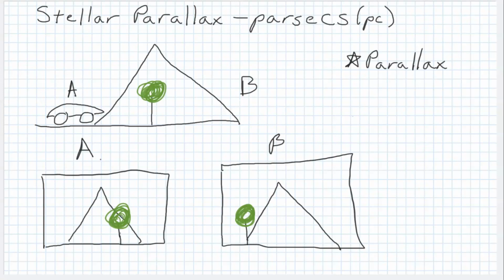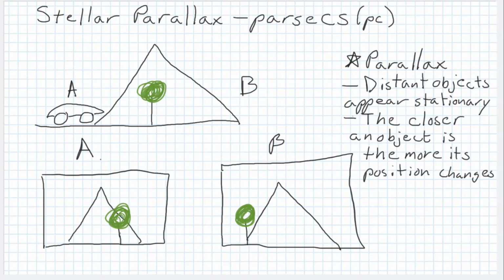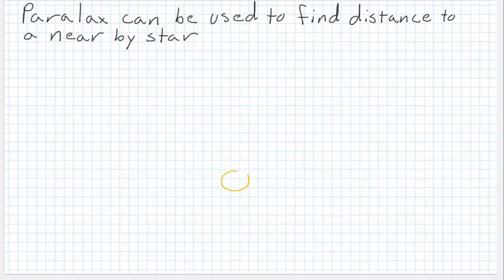We call this phenomenon parallax. Because of parallax, distant objects appear to stay stationary or not move, whereas the closer an object is, the more its position changes when you move. We can use parallax to find distances to a nearby star.